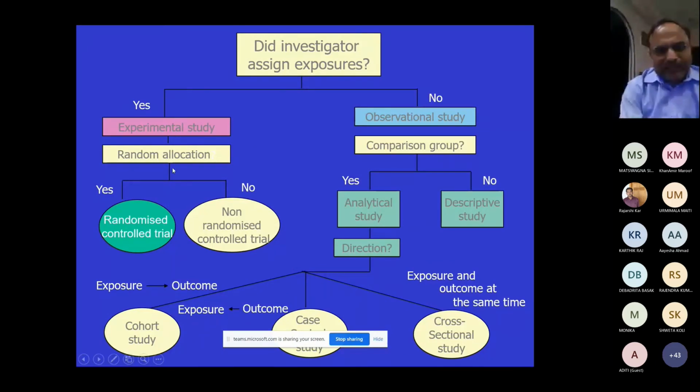In the experimental study, if you are doing a randomization procedure, I'm not going to cover it today. The people who would do randomized trials would know from their supervisor what randomization is. So if you follow the procedure of randomization, it becomes a randomized control trial. And if you don't follow the procedure of randomization, it becomes a non-randomized control trial.